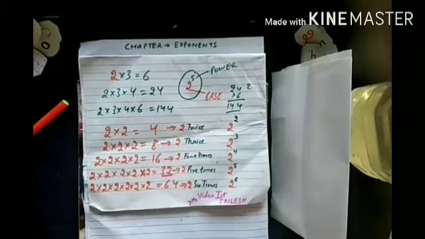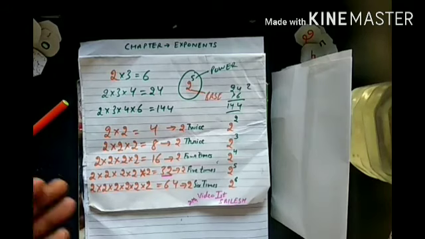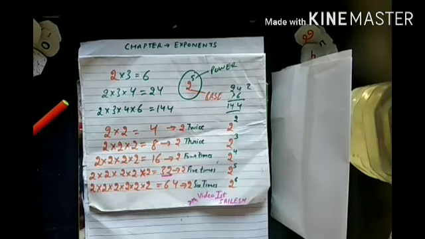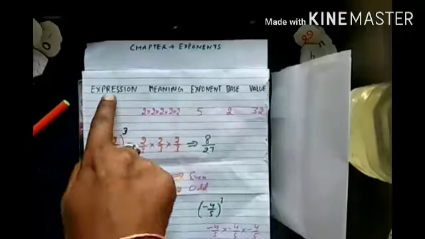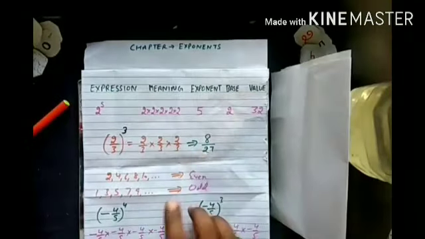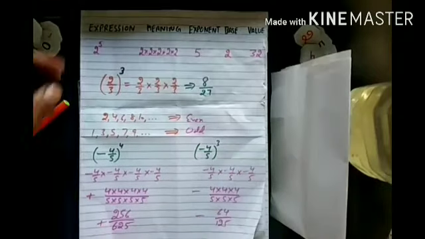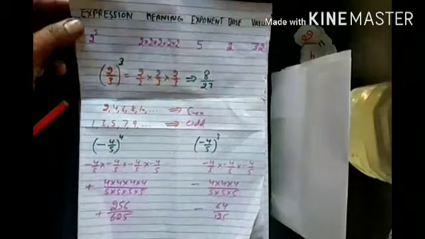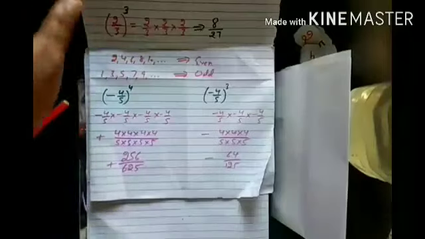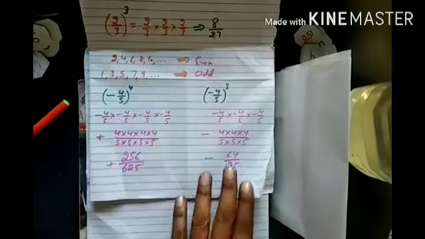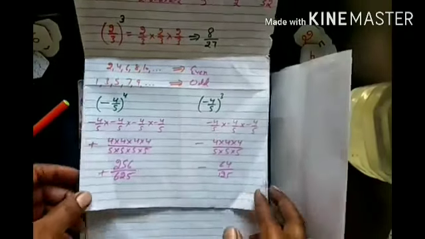So students, in this video we have come to know what the exponential form is and how it works, and the various terms related to exponential form, just like expression, meaning, exponent, base, and value. And here we have also learned the importance of even and odd powers for a rational number in the exponential form.